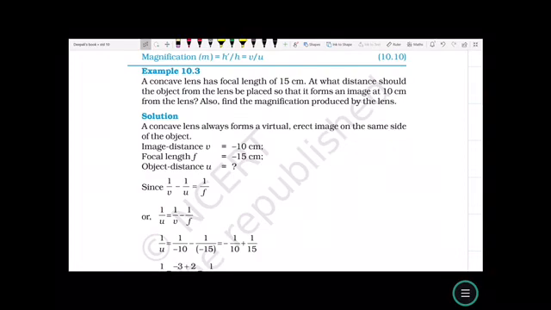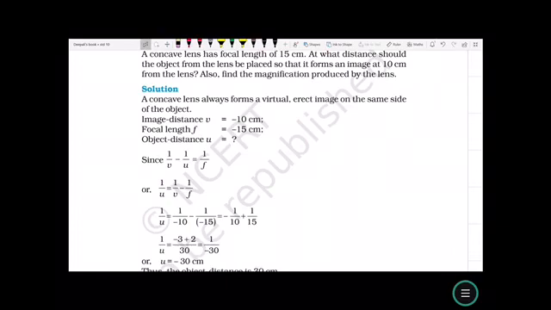Now let us solve a numerical based on this formula. A concave lens has focal length of 15 cm. At what distance should an object from the lens be placed so that it forms an image at 10 cm from the lens? Also find the magnification produced by the lens. The concave lens always forms a virtual erect image on the same side of the object. Image distance v is minus 10, focal length f is minus 15, object distance u you have to find.